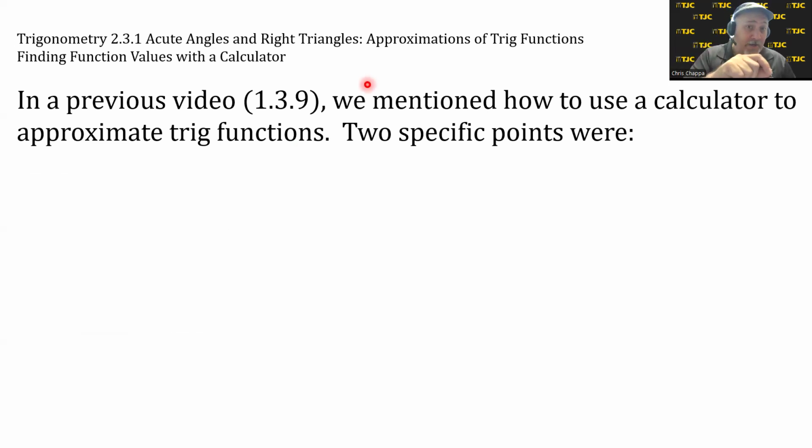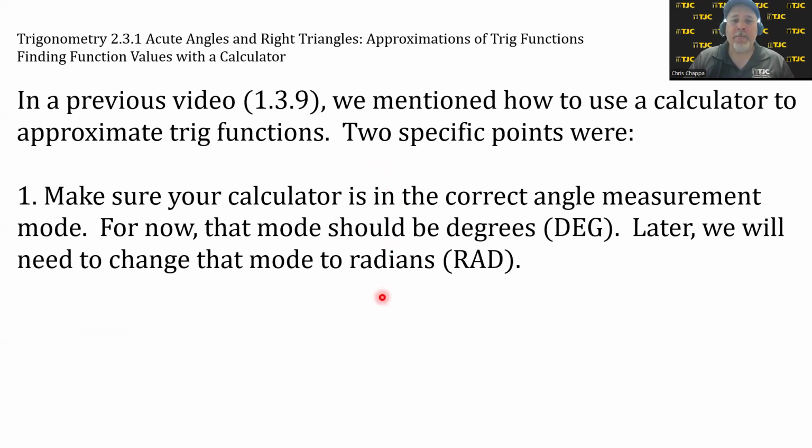In a previous video, 1.3.9, we mentioned how to use a calculator to approximate trig functions. Two specific points were: number one, make sure your calculator is in the correct angle measurement mode. For now, that mode should be degrees, and on many calculators is abbreviated DEG. Later, we will need to change that mode to radians, which is usually abbreviated RAD.